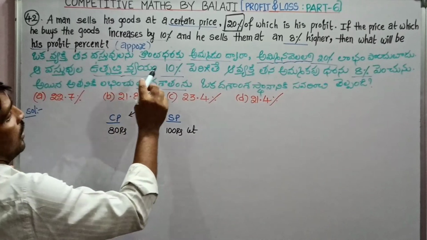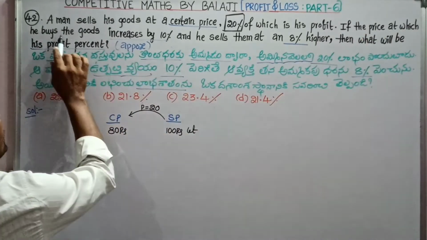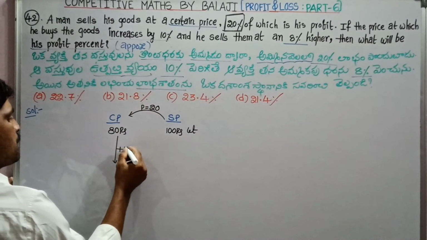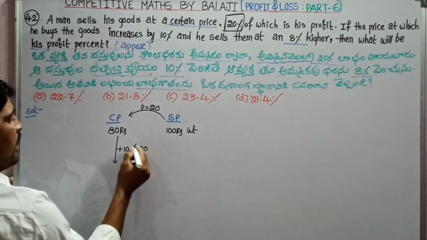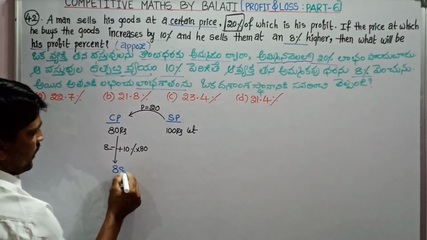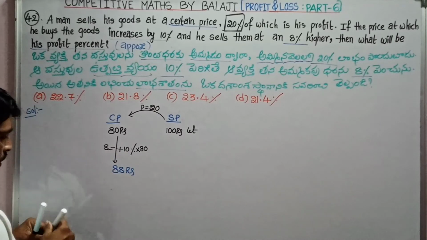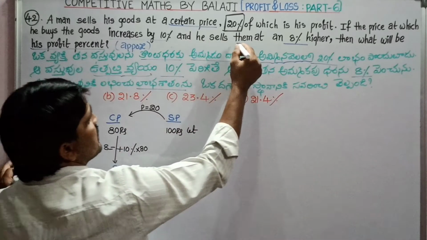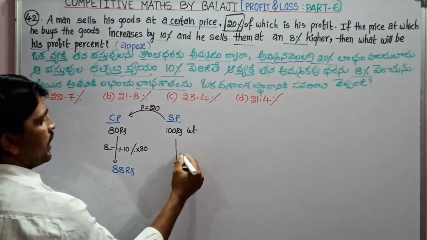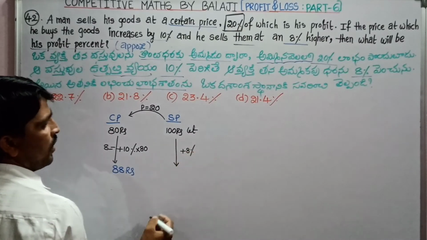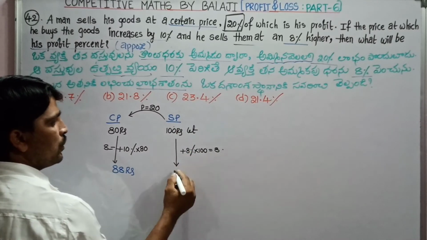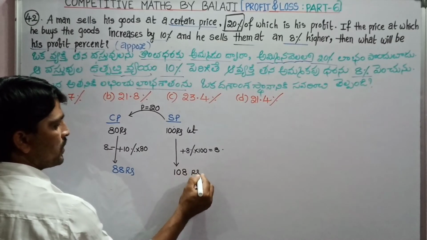Now, if the price at which he buys the goods increases by 10%, the cost price increases by 10%. 10% of 80 is 8 rupees. Therefore, CP becomes 88 rupees. And he sells them at 8% higher. There is an increase in SP also, that is 8%. 8% of 100 is equal to 8 rupees. So the selling price becomes 108 rupees.